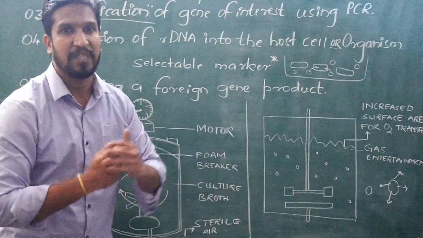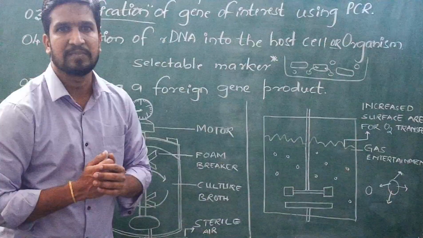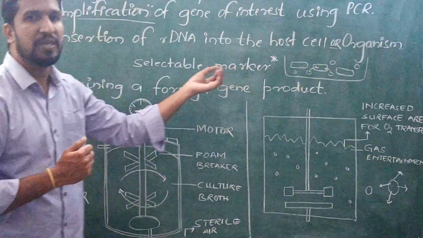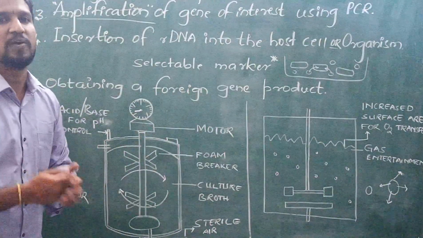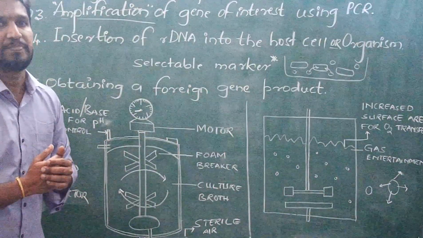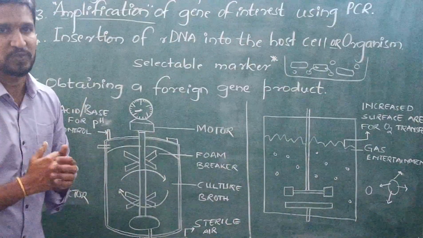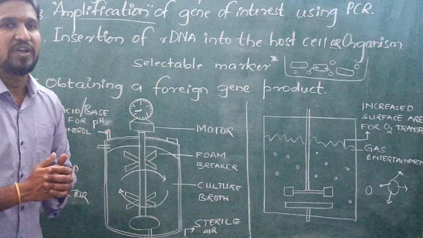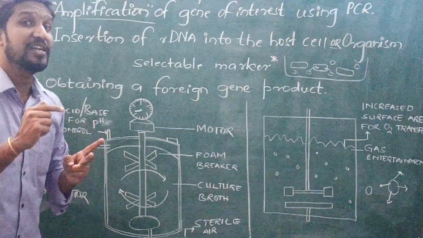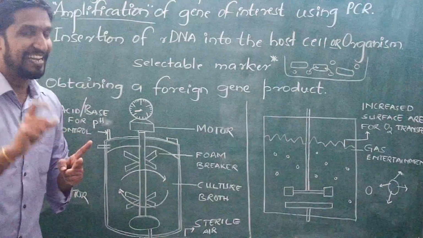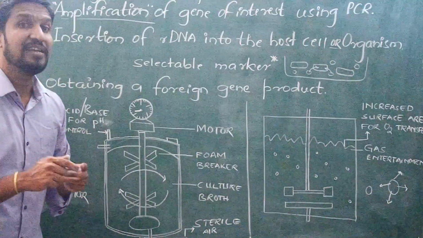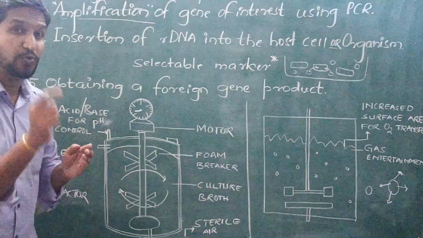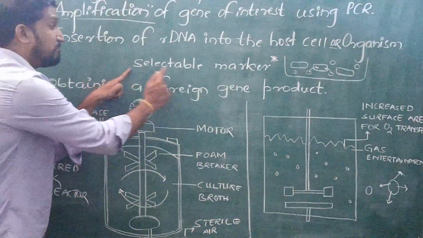So we want to kill them. How to kill them? Very simple. These hosts are going to be kept on agar medium. Agar, you know very well, like agarose, and that agar medium consists of either ampicillin or tetracycline. Ampicillin, tetracycline, kanamycin, chloramphenicol, these are the antibiotics which are called selectable markers.